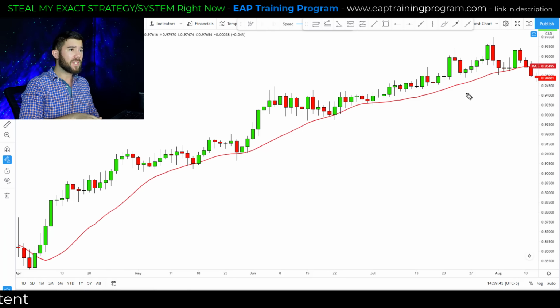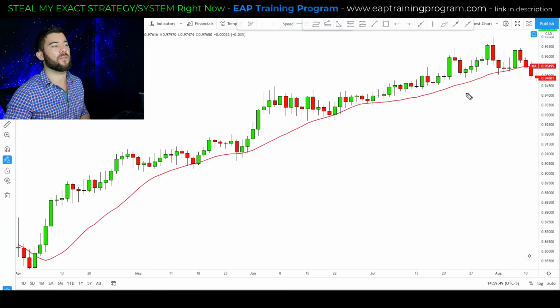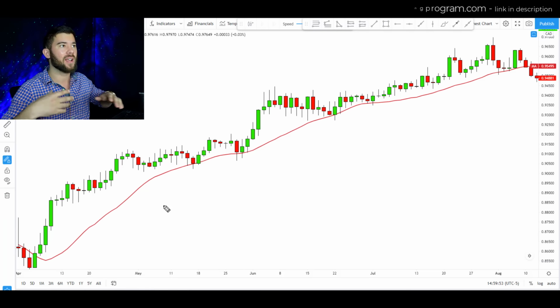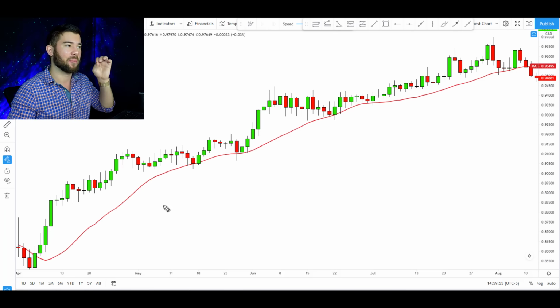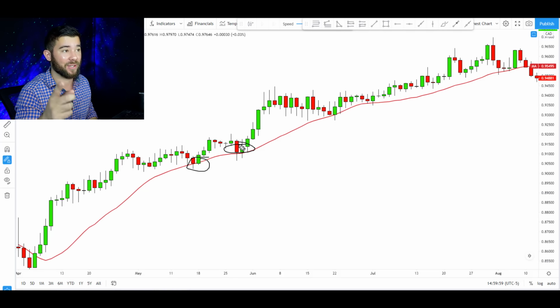But the next way I like to use moving averages is as an area of value. As you can see on the chart here, yes, this is cherry picked and it will not work every single time. I'm not saying buy every time the market hits the 20-period moving average. Trust me, I've done that and it sucks. It does not work. That's why, let me just break off for a second here.